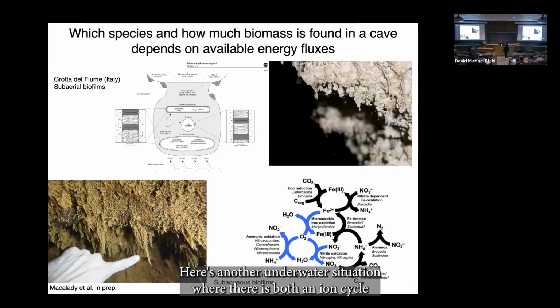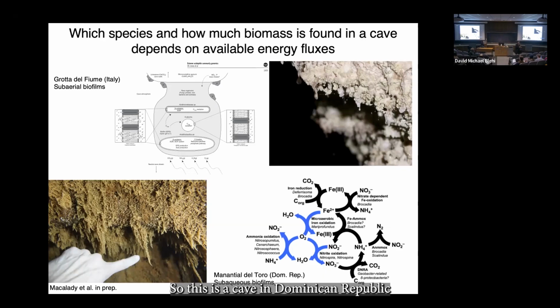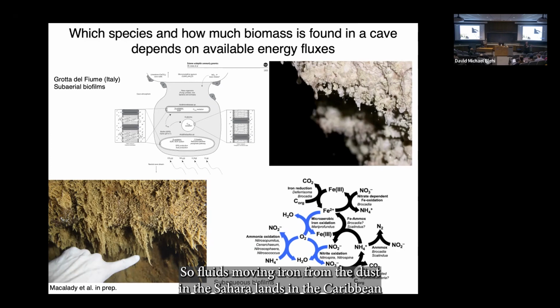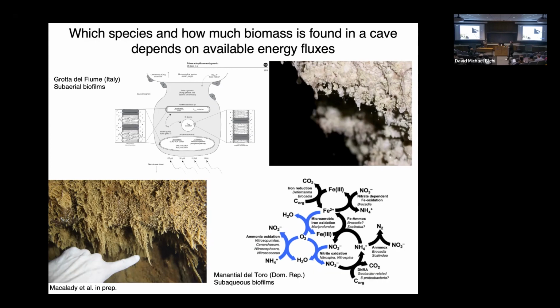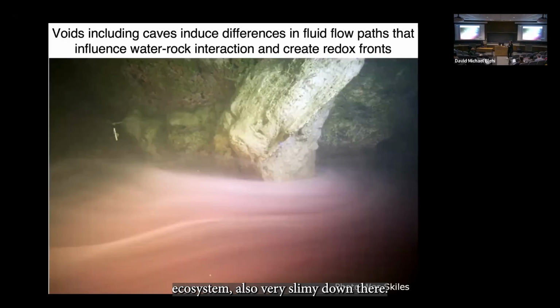Here's another underwater situation where there's both an iron cycle and a nitrogen cycle that are very much interconnected. So this is a cave in the Dominican Republic where the iron is coming actually from Saharan dust. So fluids moving, the iron from the dust in the Sahara lands in the Caribbean and is fueling this subaqueous cave ecosystem. Also very slimy down there.